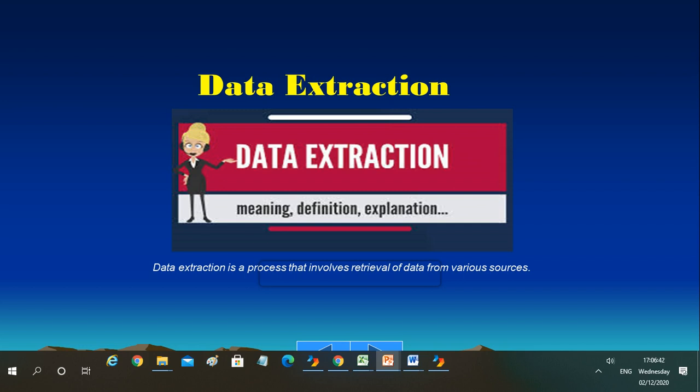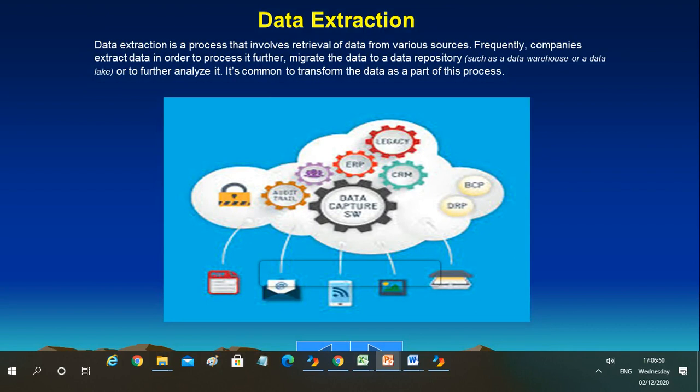Let's understand data extraction. Data extraction is a process that involves retrieval of data from various sources. Frequently, companies extract data in order to process it further or migrate the data to a data repository. We need only the relevant data, and that is why we have to extract it from the repository. It may be a data warehouse or a data lake or whatever, so that you only extract the relevant part of the data. It is common to transform the data as a part of this process.